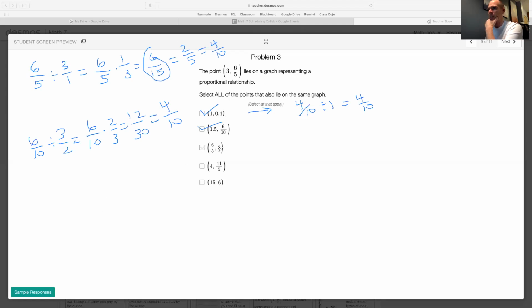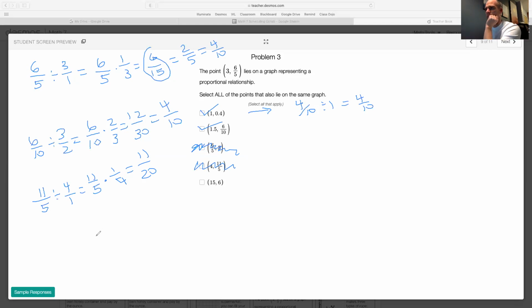Okay, next, I see (6/5, 3). There's no way that (6/5, 3) is the same ratio as (3, 6/5). I'm not even going to bother checking that one. There's no way that works. Okay, the next is (4, 11/5). So I'm going to take 11/5 and divide it by 4, which is the same as taking 11/5 and multiplying by 1 over 4. And I get 11 over 20. That's not the same as 4 over 10. I'm not going to select that.